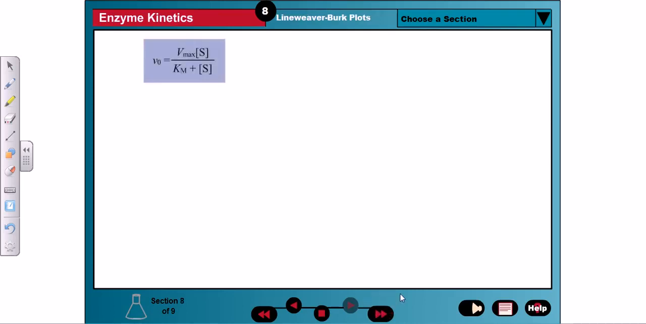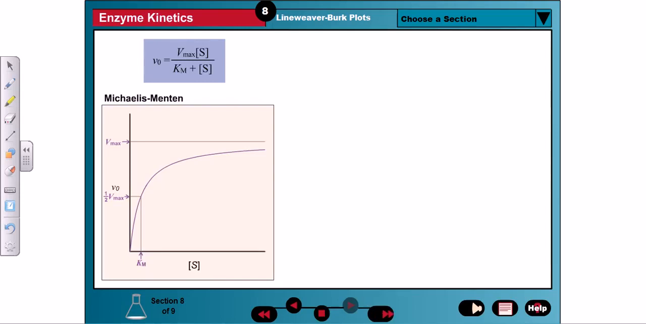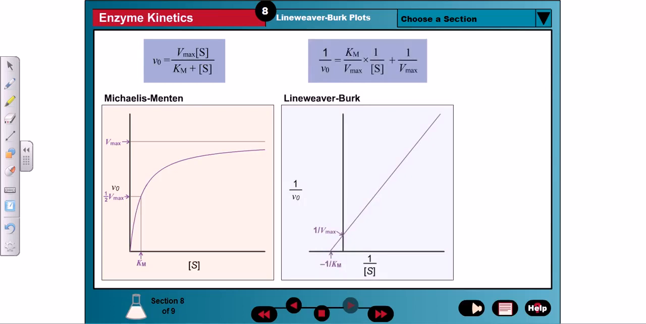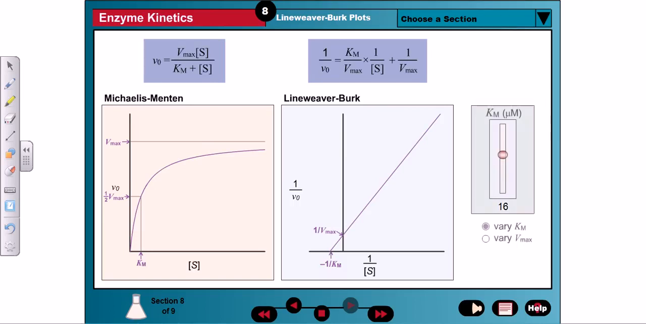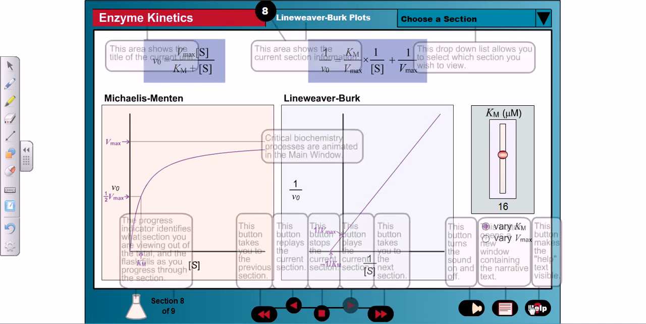While computers can easily determine kinetic parameters from a hyperbolic Michaelis-Menten plot, these graphs are unwieldy for visually estimating values for Vmax and Km. For this purpose, the Michaelis-Menten equation can be rearranged to a linear equation with the form y equals mx plus b. The resulting plot is called a Lineweaver-Burk, or double reciprocal plot. Km and Vmax can be readily obtained from the x and y intercepts of a Lineweaver-Burk plot. The y-intercept is 1 over Vmax, and the x-intercept is -1 over Km. Try varying the Vmax and the Km on the following graphs.